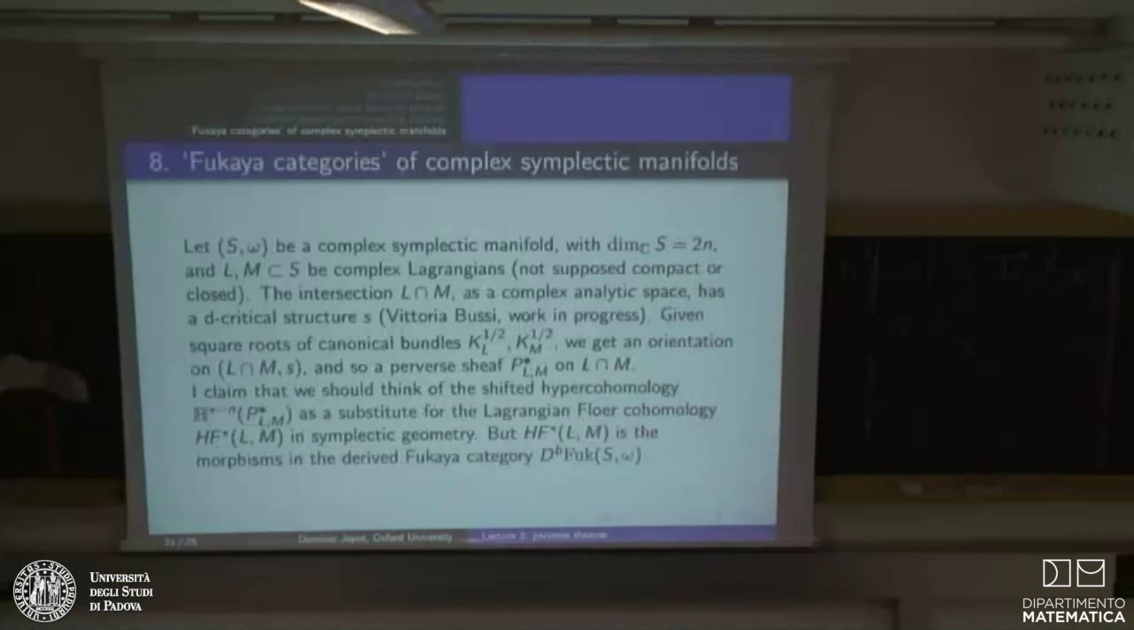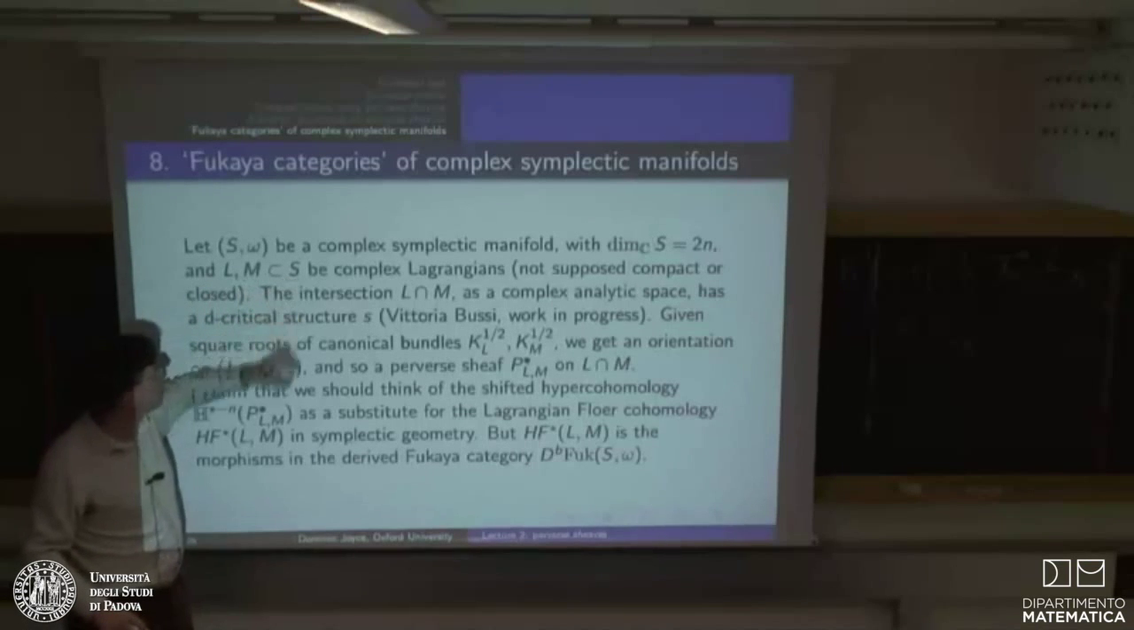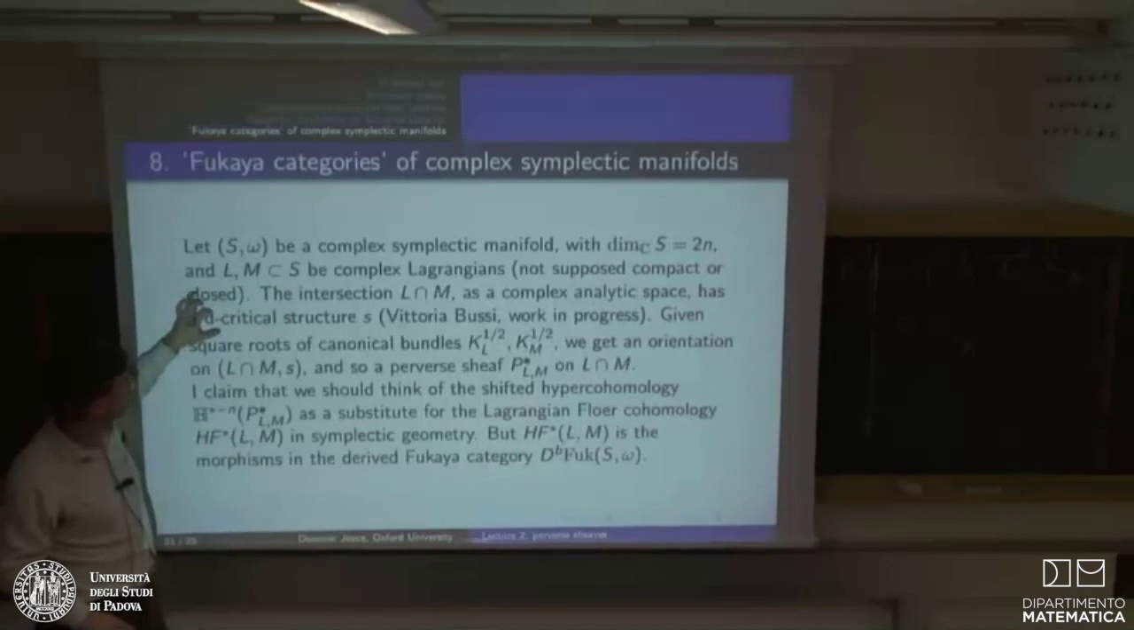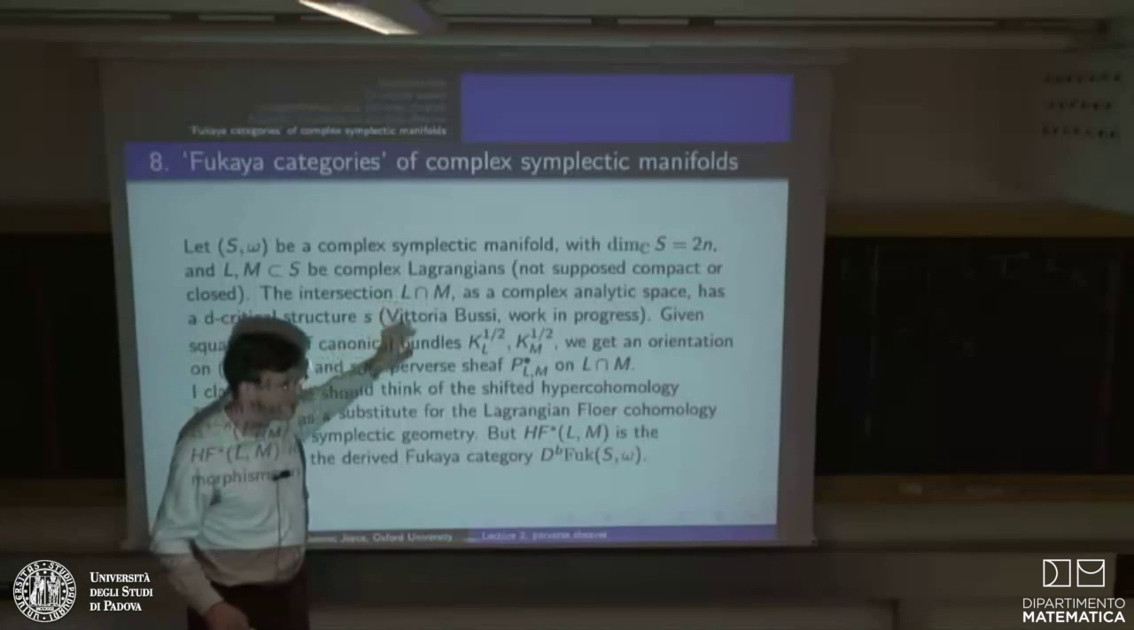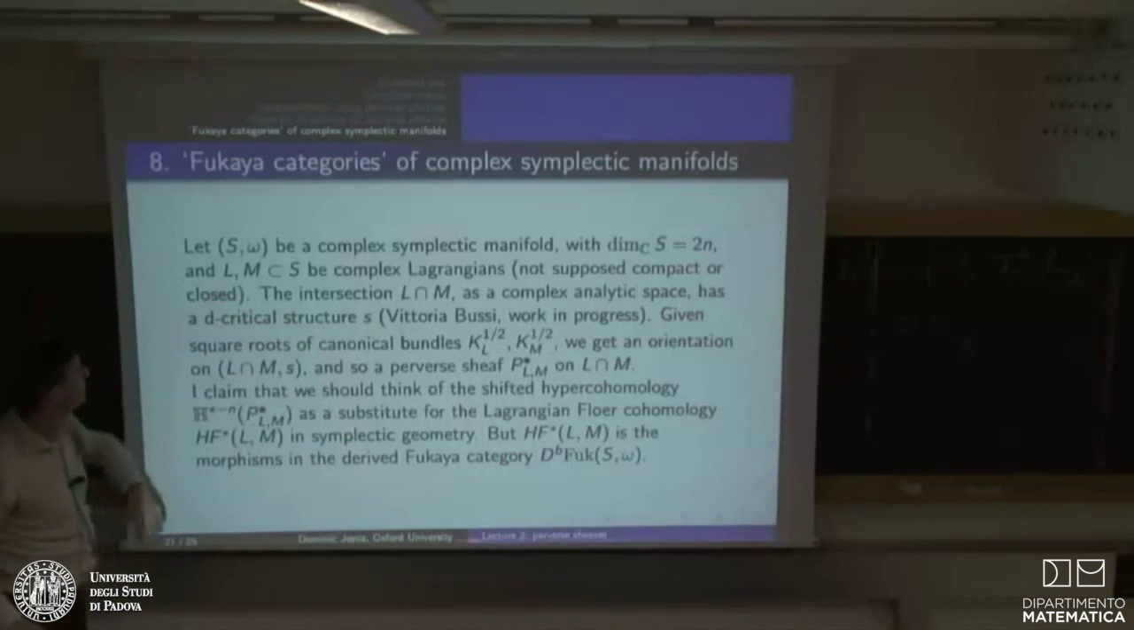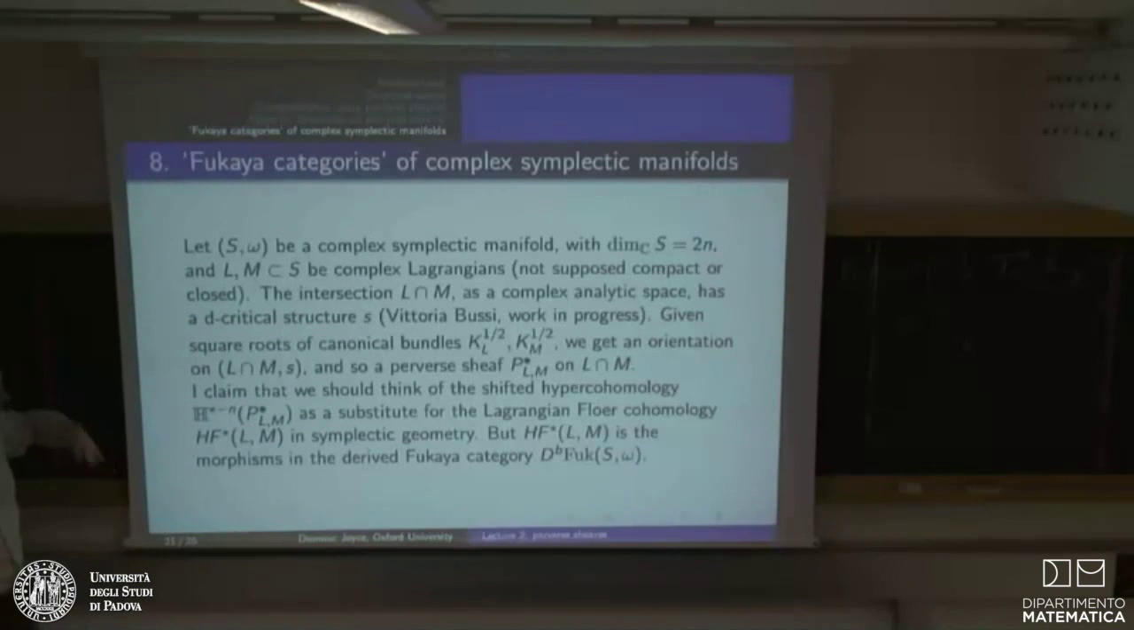Okay, so let's finally move on to the Fukaya category business. Let's take S and omega to be a complex symplectic manifold now, although the same discussion will work for algebraic symplectic manifolds. And let L and M be complex Lagrangians in S, which we're not going to suppose to be either compact or closed. Then the intersection L intersect M, as a complex analytic space, has a d-critical structure, which Vittorio Bussi, my student, has proved. Hopefully the paper should be out on the arXiv before very long.